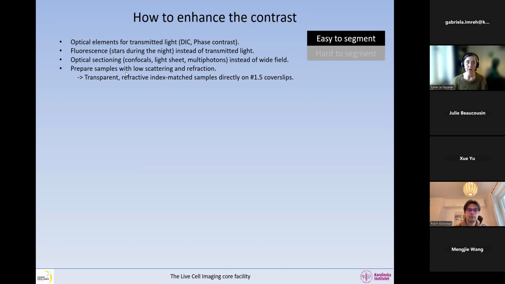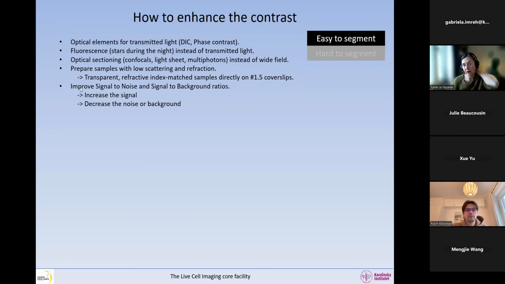And of course, if we need a high contrast, so if we have crowded edges and dots in our sample that we need to analyze, we need to prepare the sample with low scattering and refraction. So you know the whole thing. We need the sample to be as transparent as possible, so clearing it, and then match the refractive indices, everything on the cover slip and the correct cover slips.